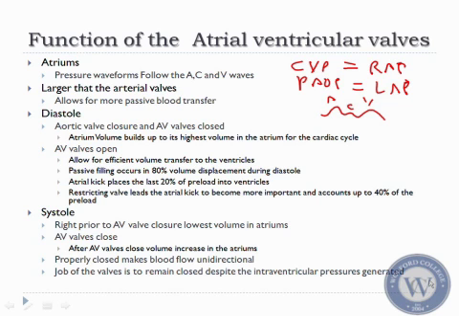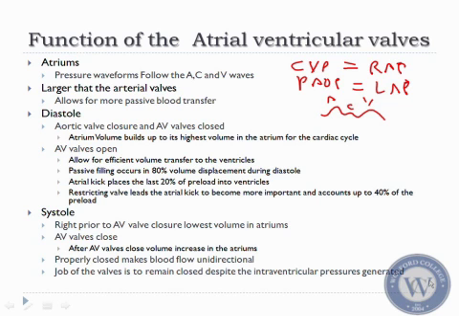The atrioventricular valves, which are the mitral and tricuspid valves, allow for more passive blood transfer. That's why there's so much larger surface area. Okay, because the right ventricle is a little bit bigger in comparison in terms of its anatomy. If you look at the right ventricle, it looks more pyramidal shaped versus the left ventricle, which looks almost cylindrical and circular in shape. Okay, they have completely different workloads, but how much stroke volume they eject is actually very similar.